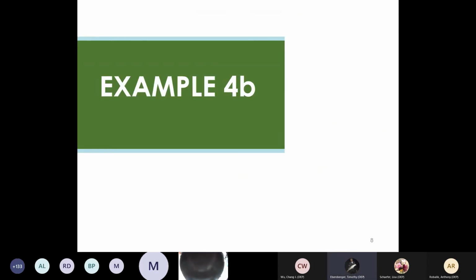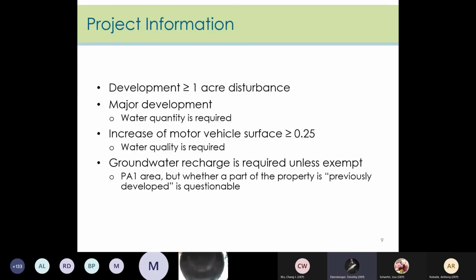Now let's get into the next example here. The second example is a major development that requires water quantity treatment, water quality treatment, and groundwater recharge. However, the design engineer claimed that the project is exempt from the groundwater recharge requirement because the project site is in planning area 1. So again, let's take a look at whether the project site is previously developed.